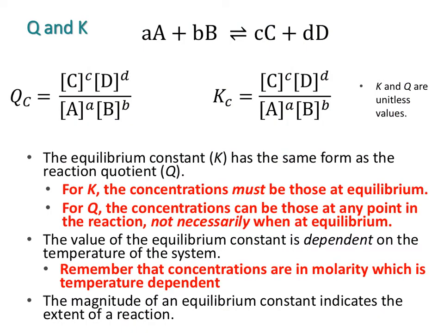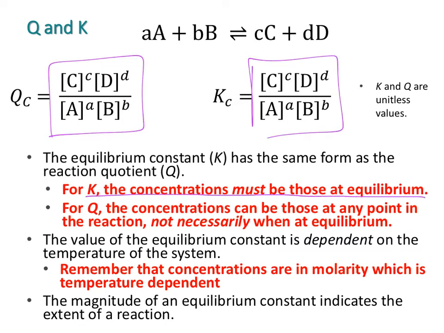So here let's just quickly recap and compare Q and K. Both of them are calculated the same way. The major difference between them is that for K, the concentrations must be at equilibrium. For Q, the concentrations do not have to be at equilibrium. It can be at any point in time in the reaction. And again, as I stated earlier, Q and K are both unitless, they don't have units.